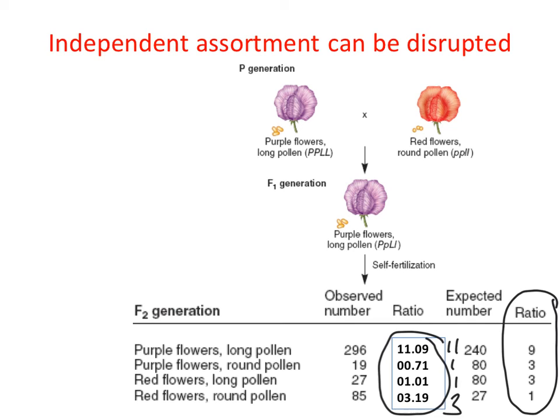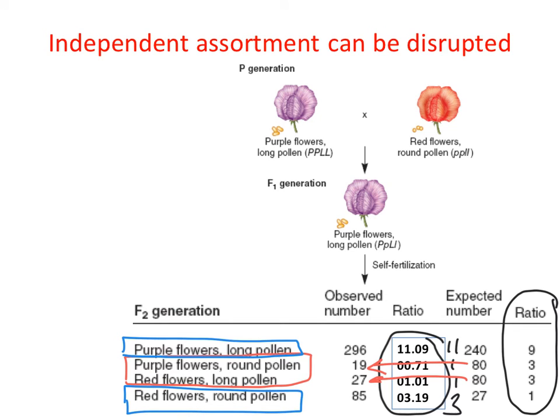Purple, right. So we expected to see 80 purple flower round pollen. Instead, they observed 19. Expected to see 80, observed 27. So we've got fewer of those two traits in the F2 generation than we expected. So who's got more than we expected? The other two types. Purple with long pollen and red with round pollen.